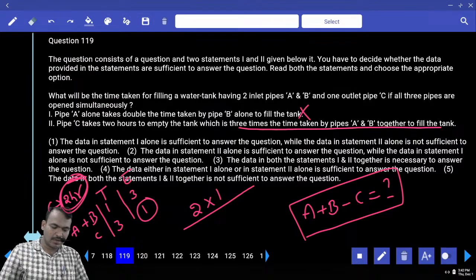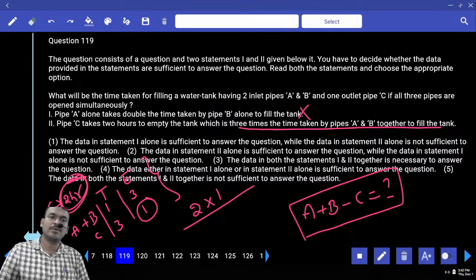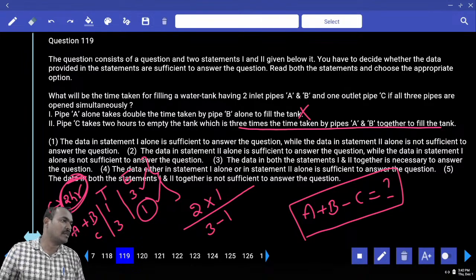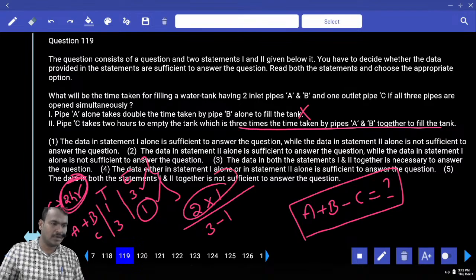The same total work is completed by A plus B minus C or only A plus B? A plus B minus C. What is the A plus B efficiency? 3. What is the C efficiency? 1. Then we write 3 minus 1 or 3 plus 1? 3 minus 1. Numerator work, denominator efficiency. Work by efficiency we get the time.